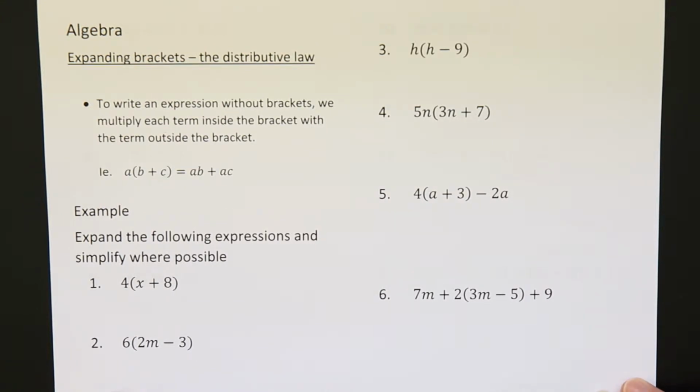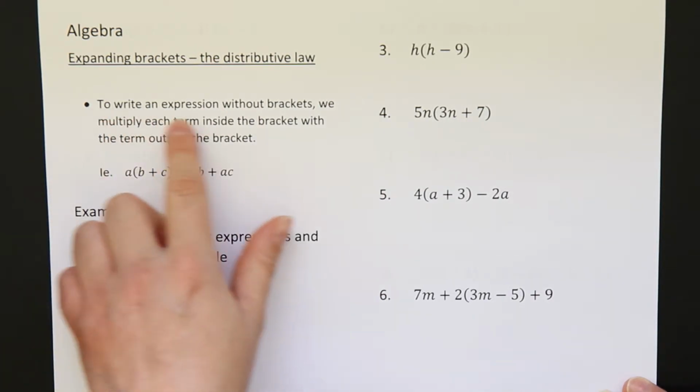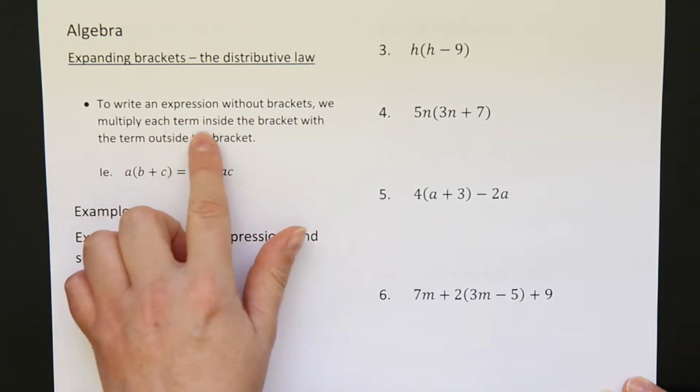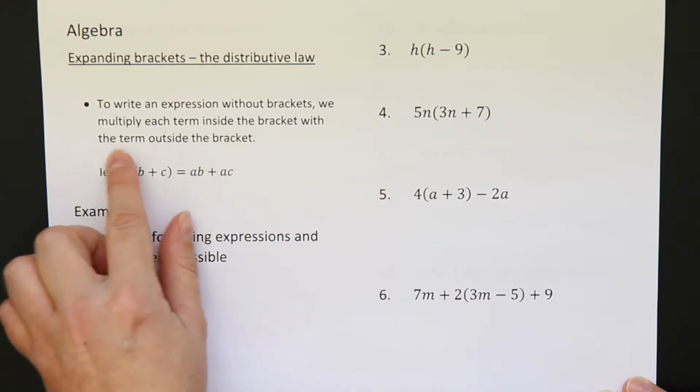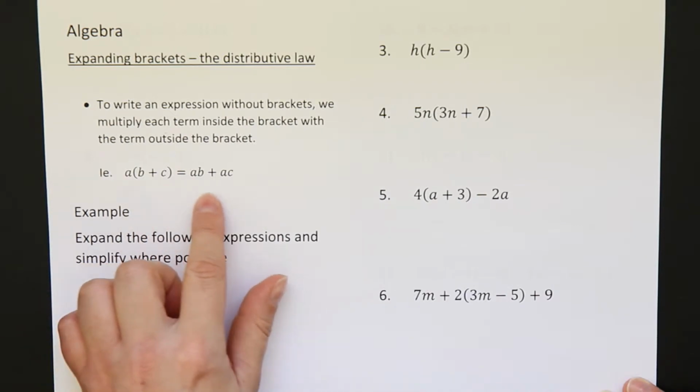Today we're going to do some algebra and we're going to learn the very first step in expanding brackets, otherwise known as the distributive law. So to write an expression without brackets, we multiply each term inside the brackets with each term outside the brackets. So here it is as a bit of a formula.